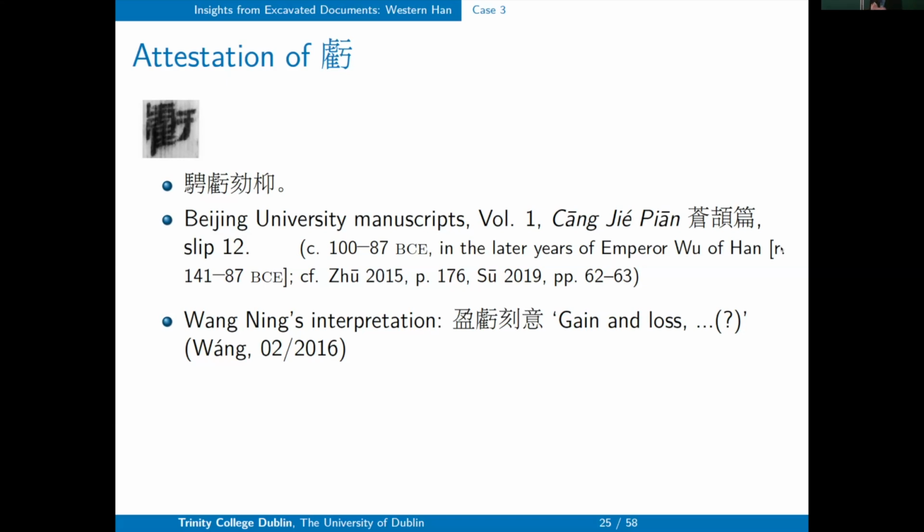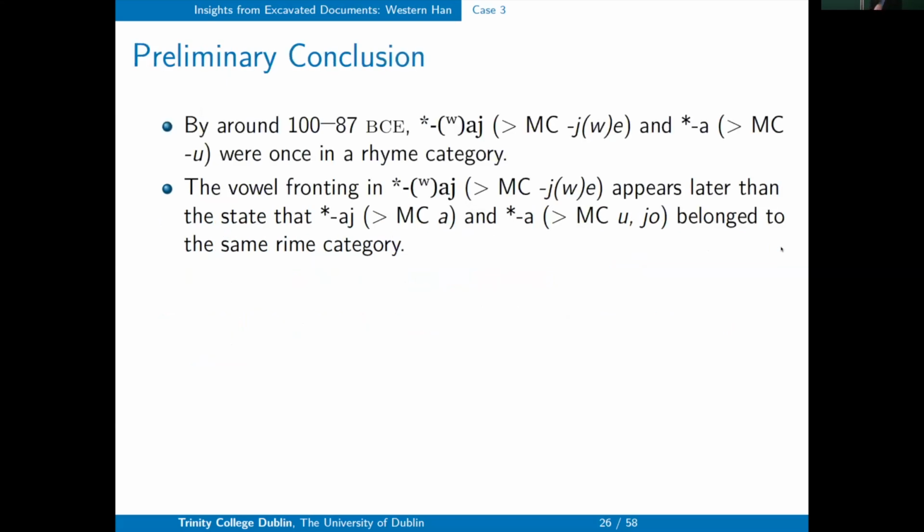So we can find that this Old Chinese I word was written by two phonetics belonging to the Old Chinese Aram group. And then we can conclude that by around 100 to 87 BCE, the Old Chinese I, which became Middle Chinese Ye, and the Old Chinese A, which became Middle Chinese U, were once in a single rhyme category. And the vowel fronting of Old Chinese I to Ye appears later than this state.